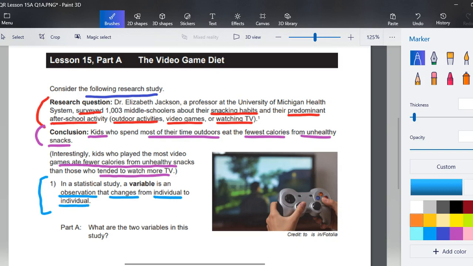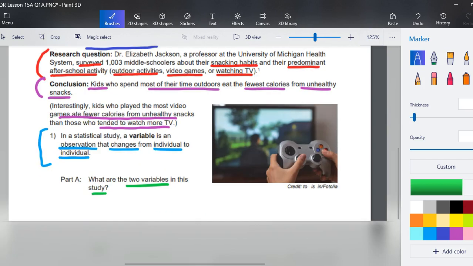Question 1. In a statistical study, a variable is an observation that changes from individual to individual. And then part A says, so what are the two variables in this study? So one of the things that helps me the most is to go ahead and start thinking, what would be the independent and the dependent variables? Or what would be the explanatory variable and what would be the response variable?